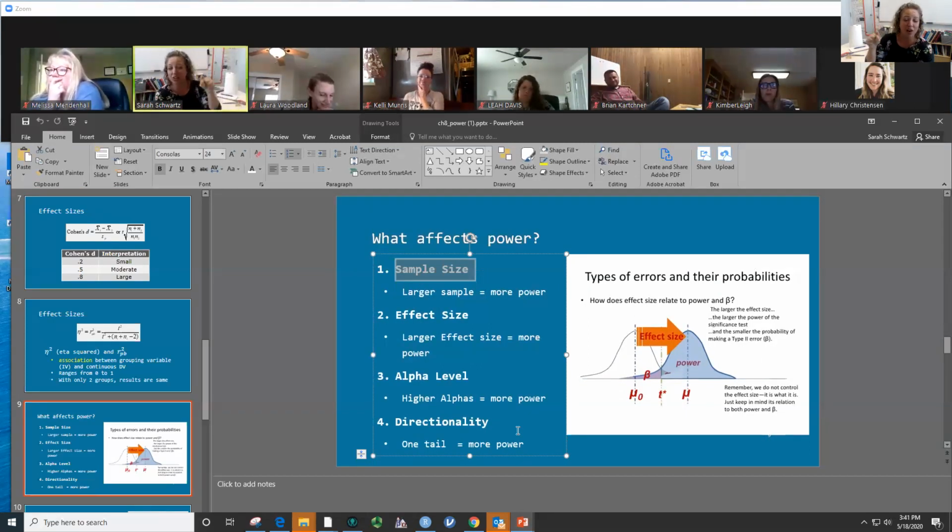Okay, so the last one down here, directionality. How many tails are we gonna do? 1 tail or 2 tail? 2, unless we have good reason to do 1.